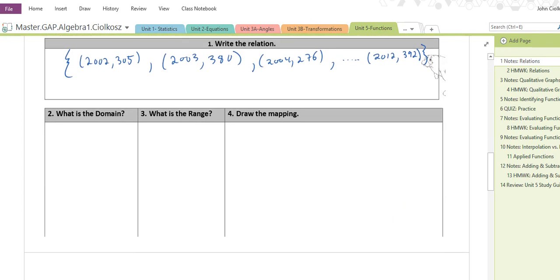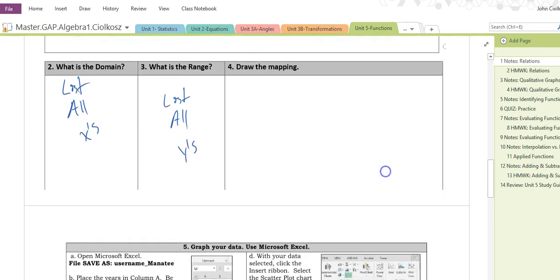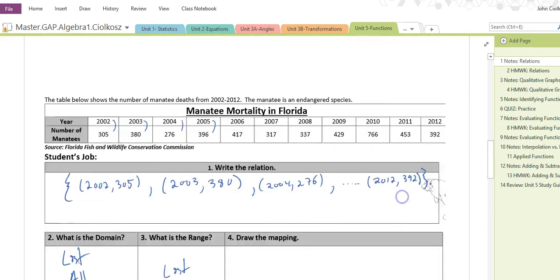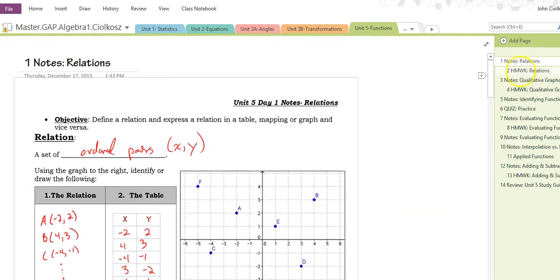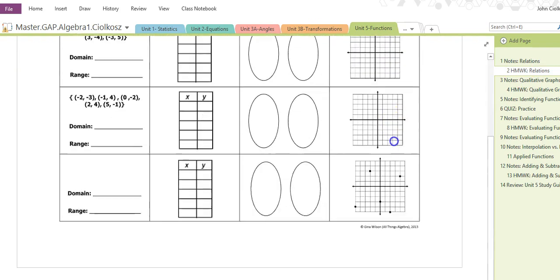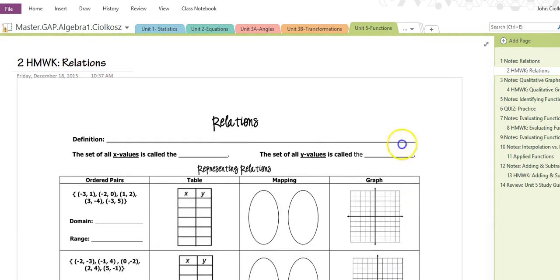Again, domain, list all your x's. Range, list all y's. There's no need to repeat if a value happens to show more than once. You can just write it once. And that's going to be it for our notes 1. From here, you can move on to 2 and work through those 3 problems for practice.